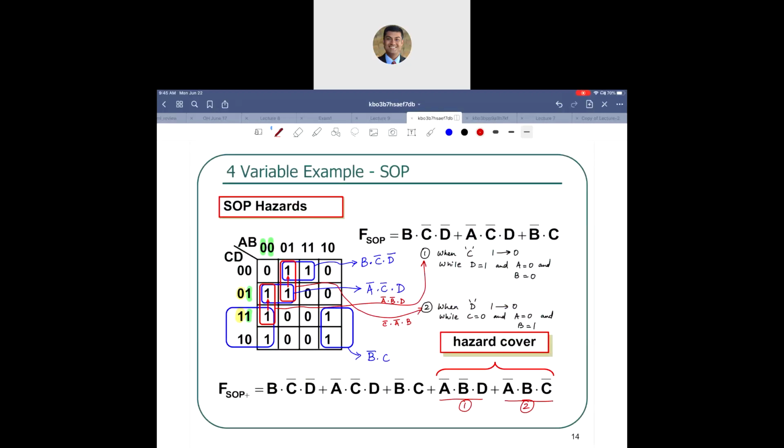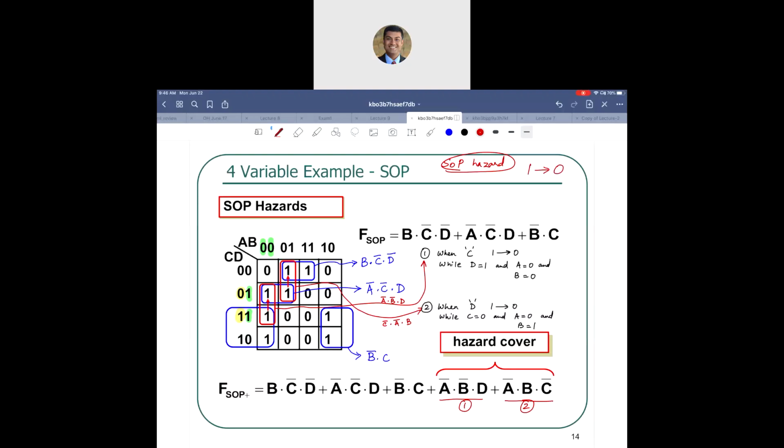Questions about the 4-variable example and how to add the redundant prime implicants? How can we get the direction? Whether 1 to 0 or 0 to 1? Here for SOP hazard, the problem will be only when things change from 1 to 0.